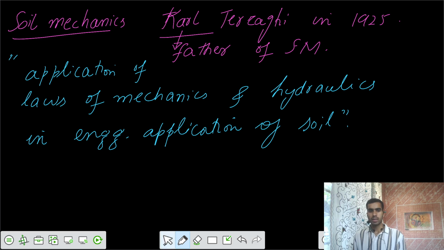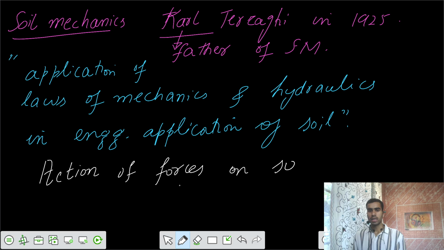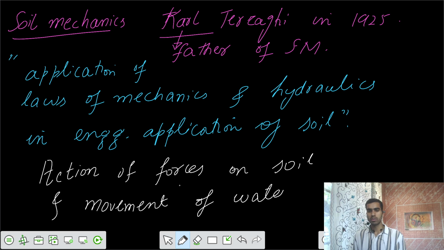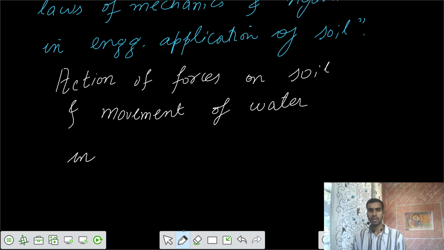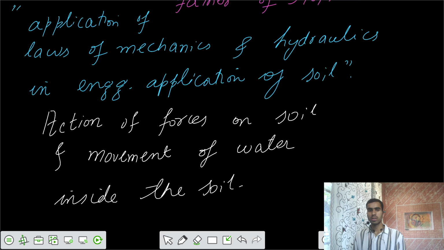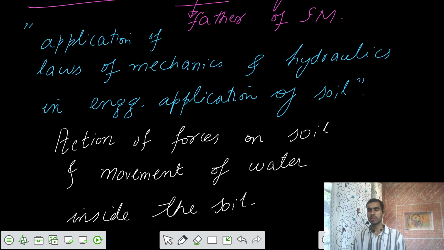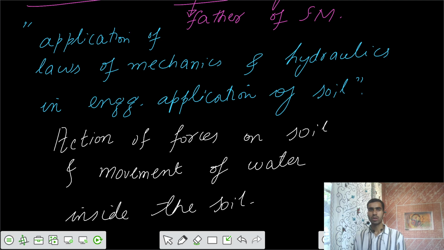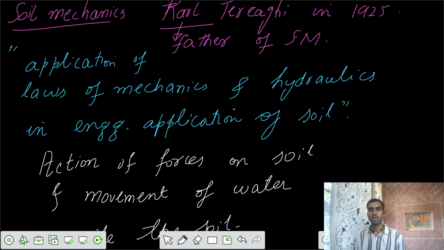So it means that we are talking about the action of forces. We are going to study the action of forces on the soil, and the movement of water inside that soil, or you can say through the soil. So this is what we have in soil mechanics: the action of forces on the soil and the movement of the water flow through the soil.